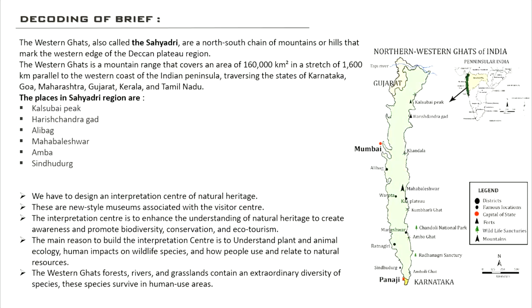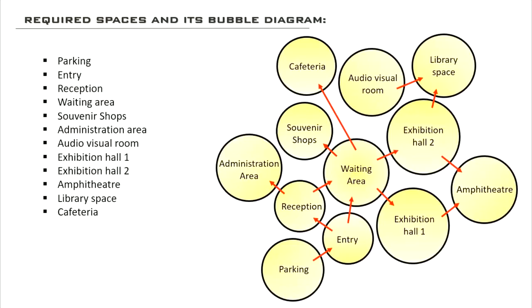So, we have to design an interpretation center for natural heritage. These are some required spaces of an interpretation center: parking, reception, waiting area, souvenir shop, administration area, audio-visual room, temporary exhibition, permanent exhibition, amphitheater, library, and cafeteria. I have shown a bubble diagram which shows connectivity of spaces.